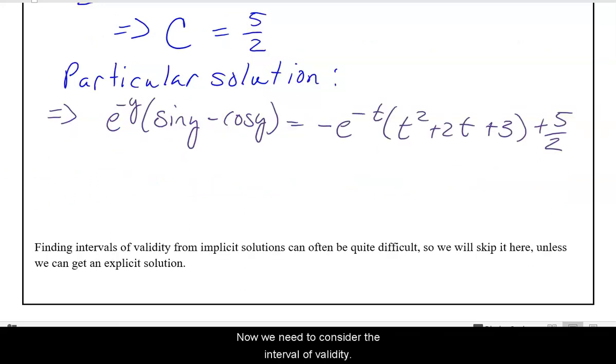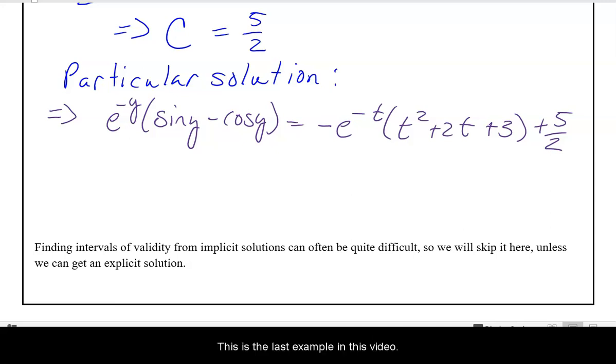Now, we need to consider the interval of validity. Unfortunately, trying to determine the interval of validity or the domain of the solution from an implicit solution can be quite difficult and something better reserved for the actual differential equations course. So we'll skip it here.